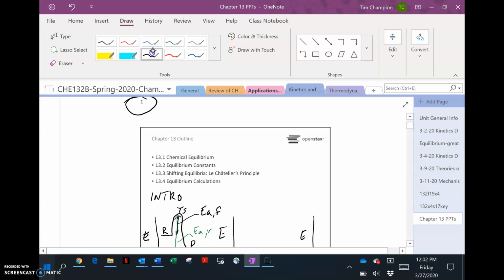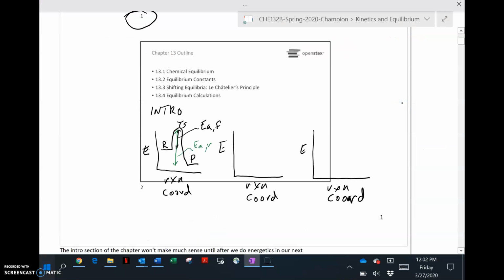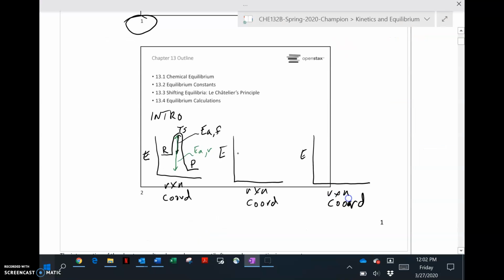Switching my color back here, I won't label them all on every one of these, but the first one's a case where the products are lower in energy. The second one is a case where the reactants and products are at pretty much the same energy. And then the third case will be one where the reactants are much lower in energy and the products are higher.